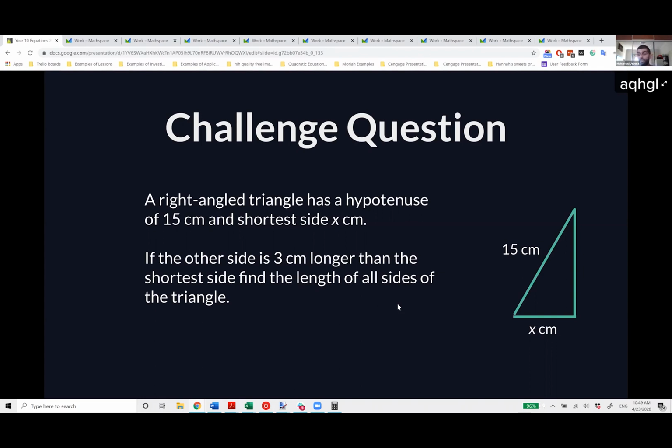So the challenge question: a right-angled triangle has a hypotenuse of 15 centimeters. I'm sure you've all seen right-angled triangles and Pythagoras theorem in the past, so I don't have to tell you about that. Hopefully it rings a bell. If the other side is 3 centimeters longer than the shorter side, find the length of all sides of the triangle. So we're calling the shorter side x. We know something else about this triangle, that the other side is 3 centimeters longer than the shorter side and the hypotenuse is 15. So we've got a problem. We can use it to come up with an equation.